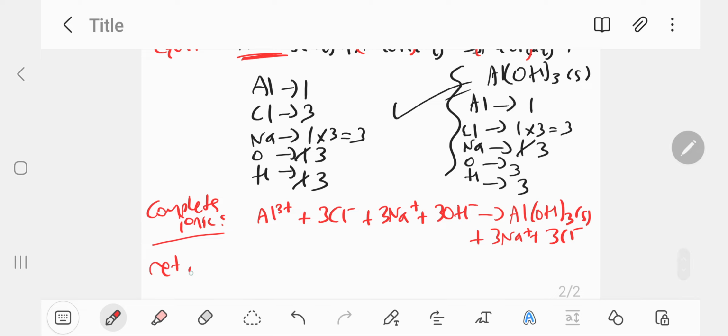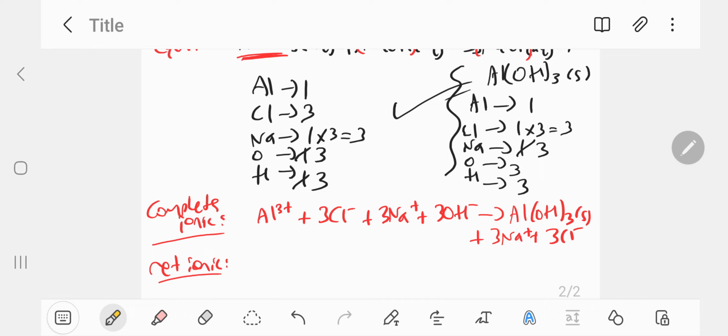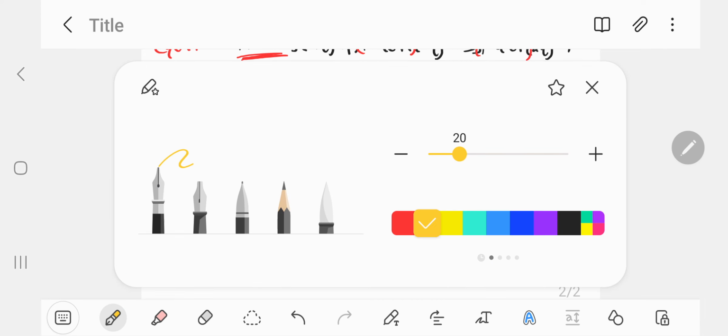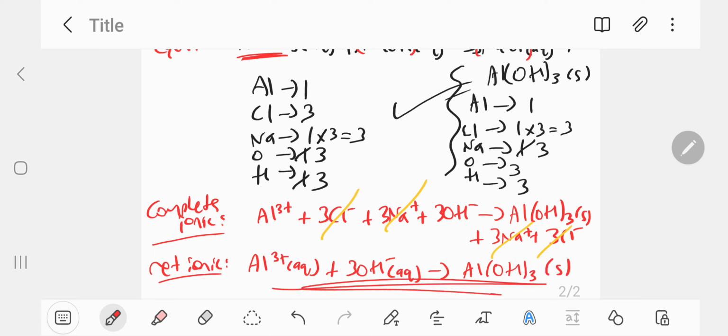Now, let's find the net ionic equation. Easy bit, easiest bit, I'd say. Well, the chlorines cancel out. That goes. The sodium cancels out, and we're left with this. Al3 plus aqueous plus 3 OH minus aqueous makes aluminium hydroxide. Okay, spectator ions, we cancel them out. And that's how you write precipitation reactions.